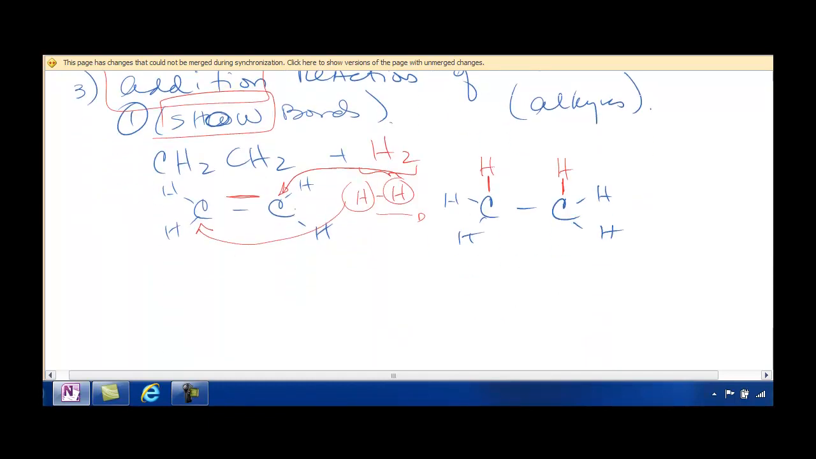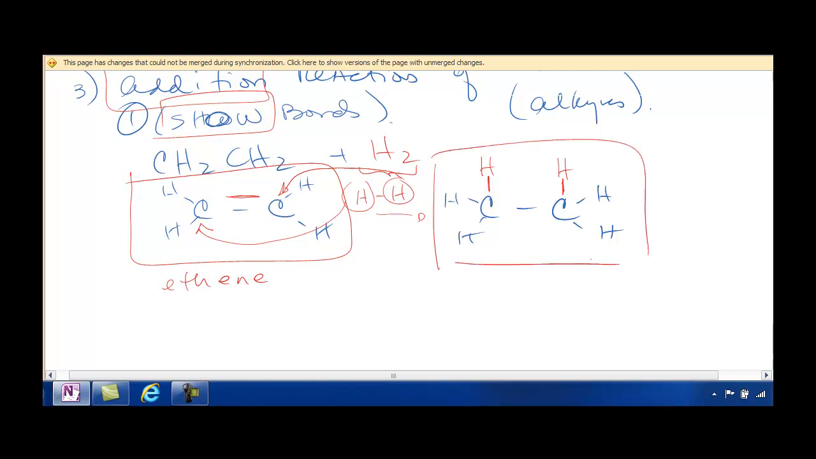What is this guy's name? My reactant? What is this fellow's name? Ethene, yes. And what is this guy's name? Ethane. Very good. Naming is number 1. Don't go to reactions if naming is not clear in your head. It won't get in. So we go from an unsaturated alkene into a saturated alkane. This is also called a reduction.